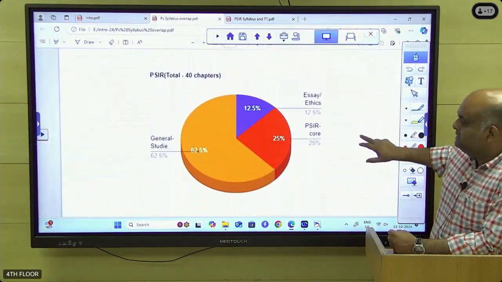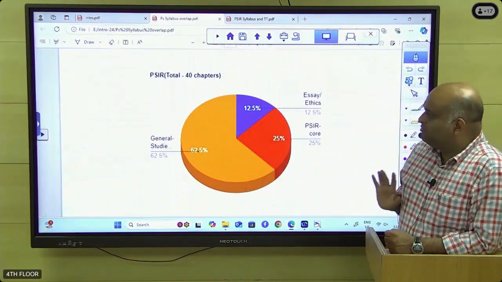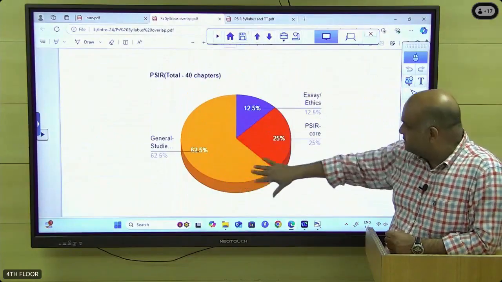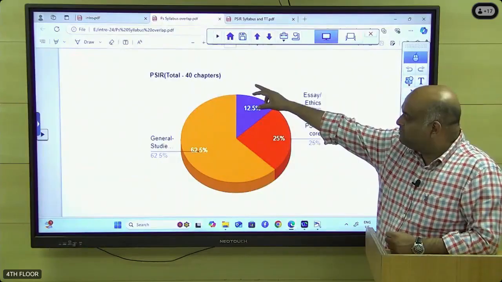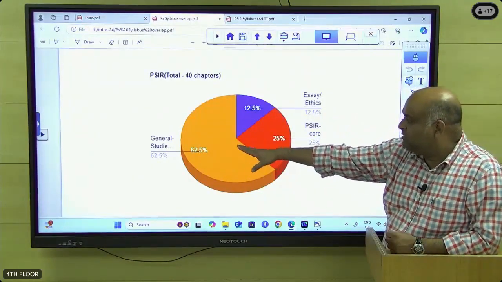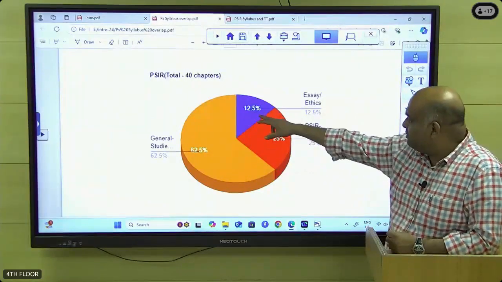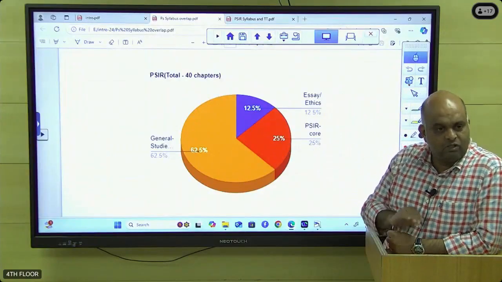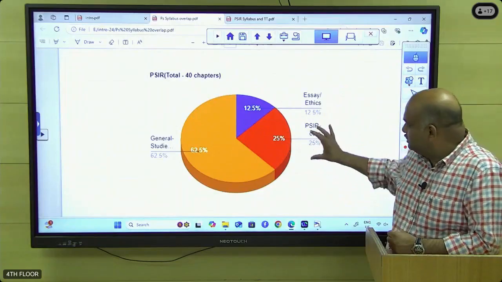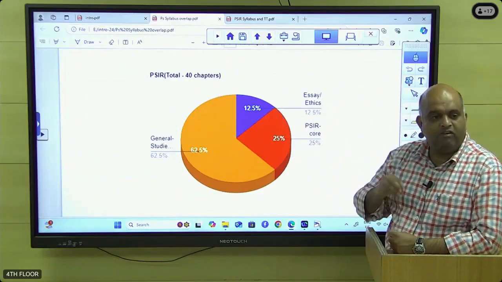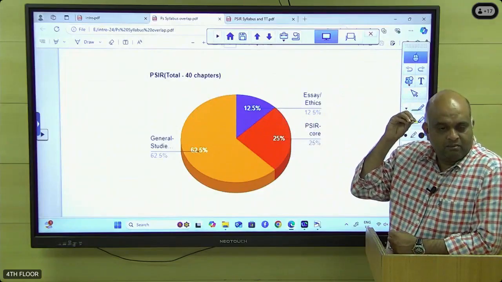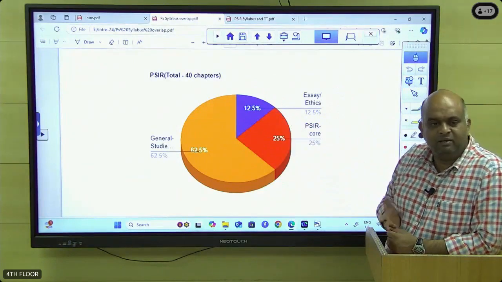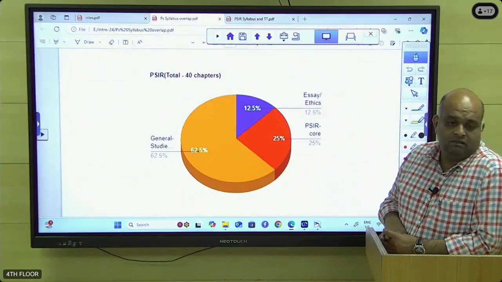And then you see, in GS, approximately 62.5% it will cover. Our 100%, this is the PSIR subject, 40 chapters, 62% of the chapters will be helpful for your GS, 12.5% for the essay and ethics, and 25% of the syllabus is core PSIR. So this red part, 25%, you have to prepare only for PSIR's sake. So this will take time. Slowly we will do it, but it will be interesting. This part is easy. Okay.